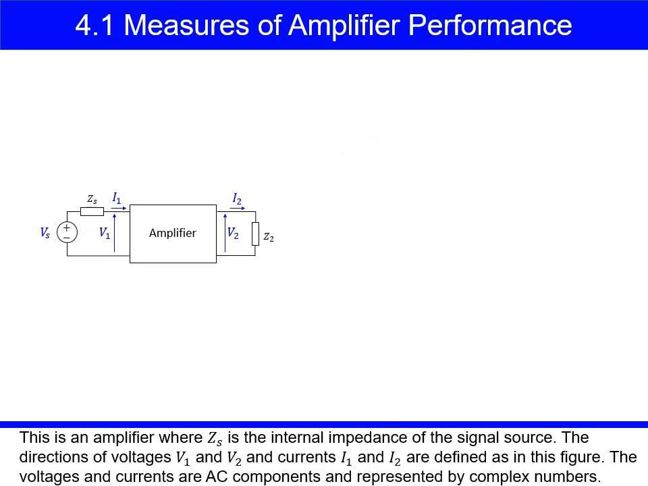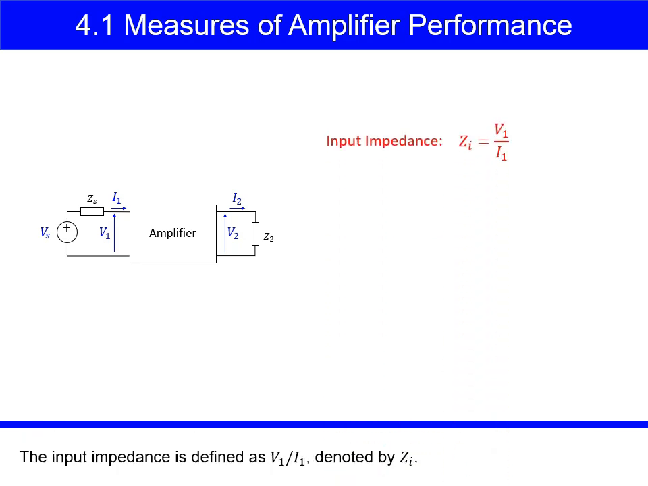This is an amplifier where Zs is the internal impedance of the signal source. The directions of voltages V1 and V2 and currents I1 and I2 are defined as in this figure. The voltages and currents are AC components and represented by complex numbers.